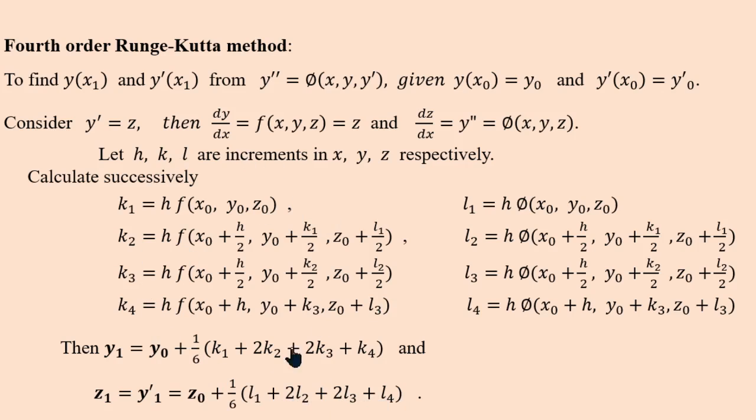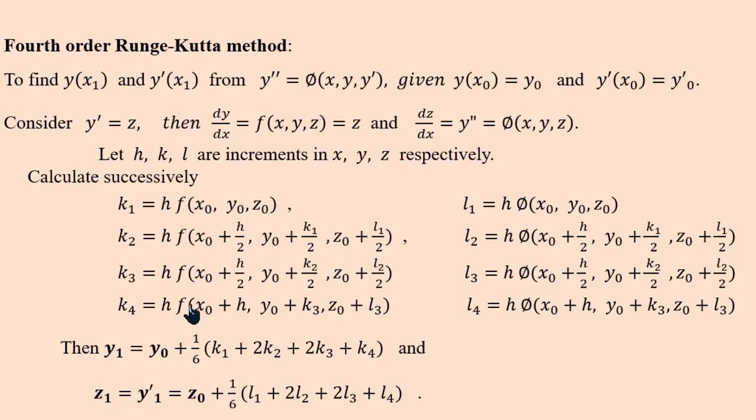Now I am going to modify this formula. Here f of x, y, z is z. Therefore f of x naught, y naught, z naught is z naught. Instead of taking z naught, I am taking y naught dash. Therefore f is replaced by y naught dash. So k1 is h into y naught dash, k2 is h into y naught dash plus L1 by 2, k3 is h into y naught dash plus L2 by 2, k4 is h into y naught dash plus L3.